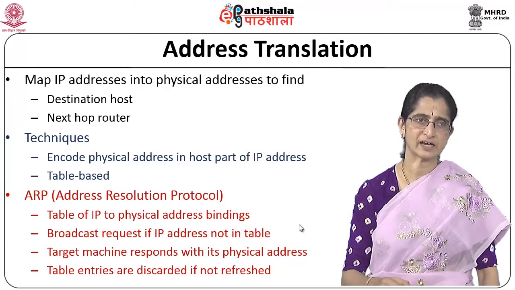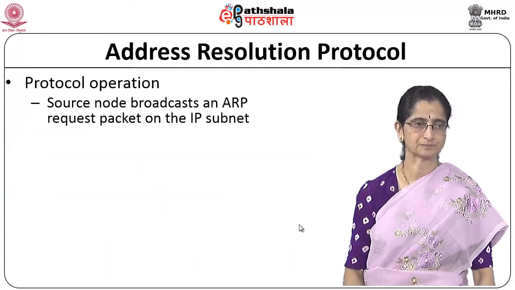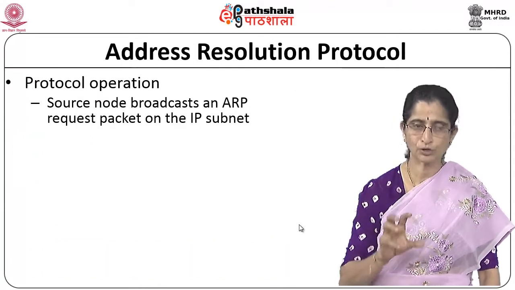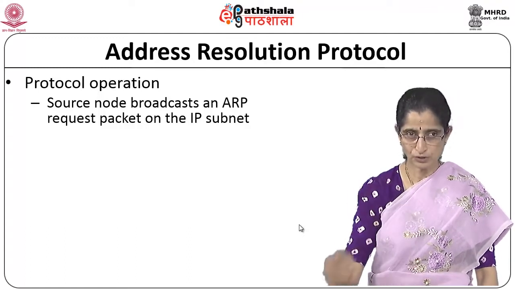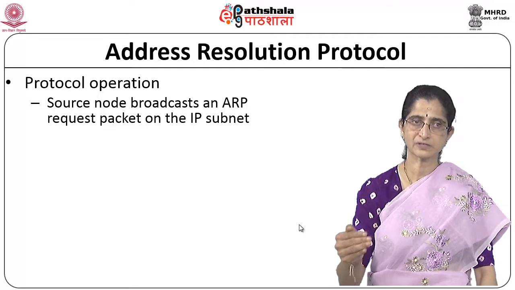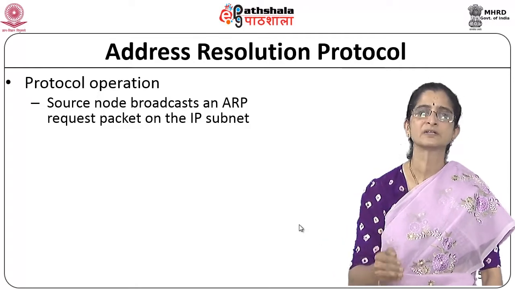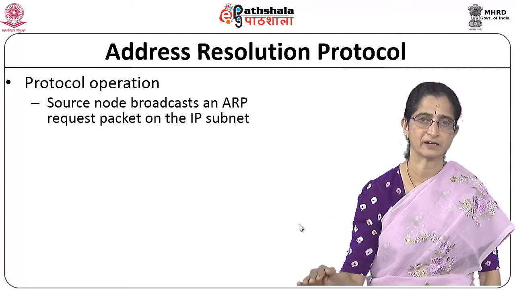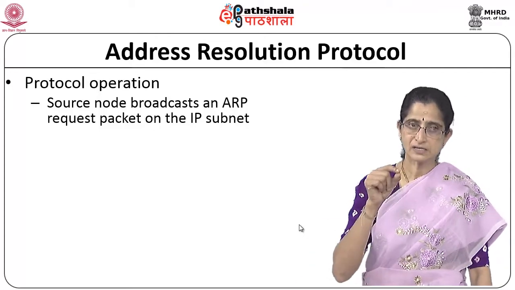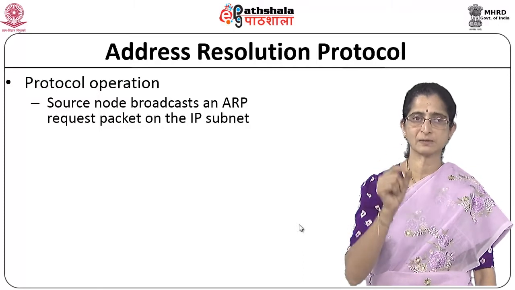So we will take a look at the ARP protocol in a little bit more detail. As we said, the protocol operates in the following manner: you have the IP address, and you have to find out the corresponding physical address. That is, you come to a router. Now the router knows that this IP address is on this particular interface, the routing operation has been done. Now you have to identify the node which matches that particular IP address.